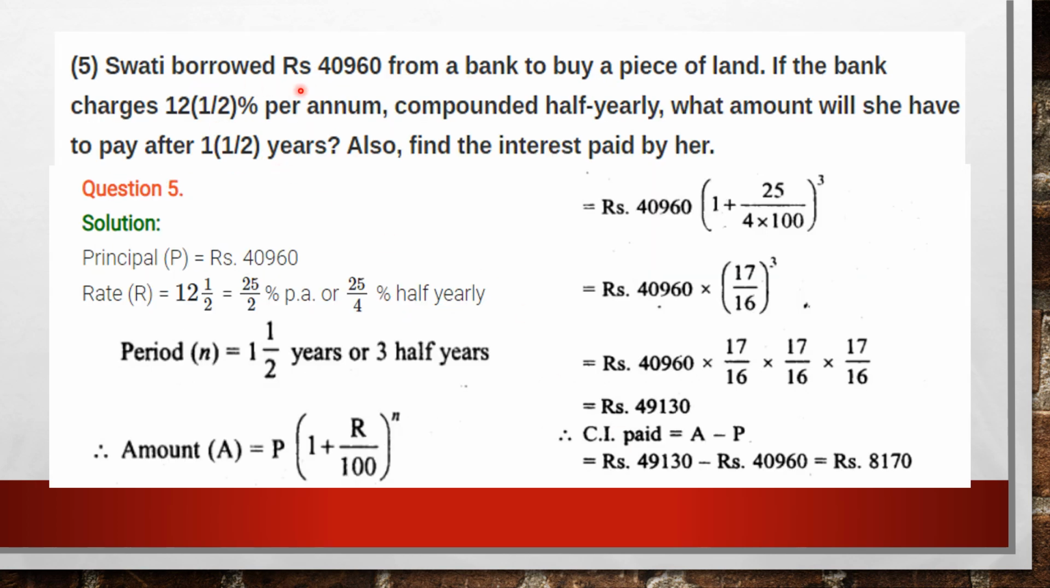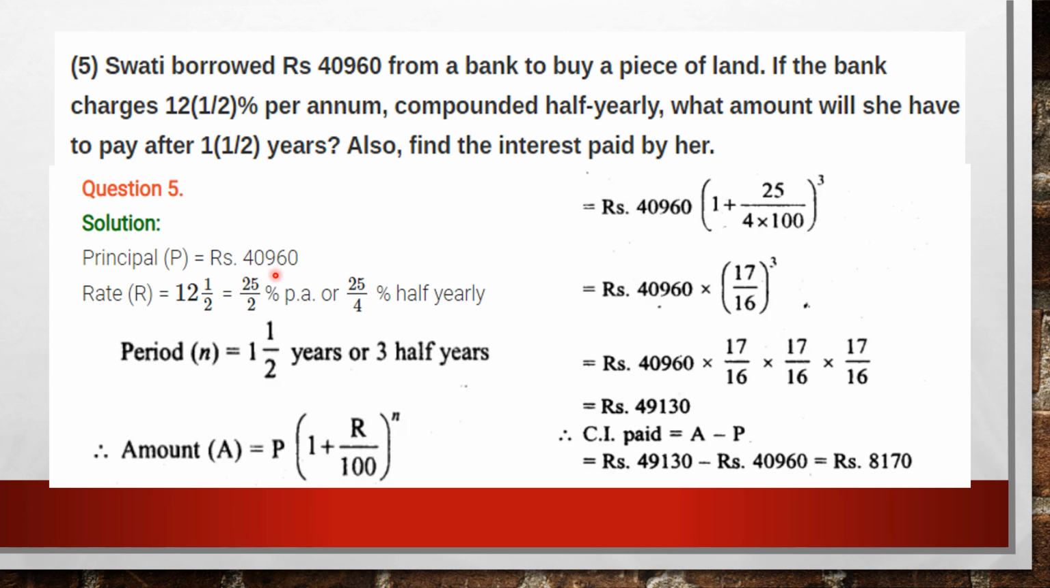Swati borrowed 40,960 from a bank to buy a piece of land. If the bank charges 12.5% per annum compounded half-yearly, what amount will she have to pay after 1.5 years? Also find the interest paid by her.